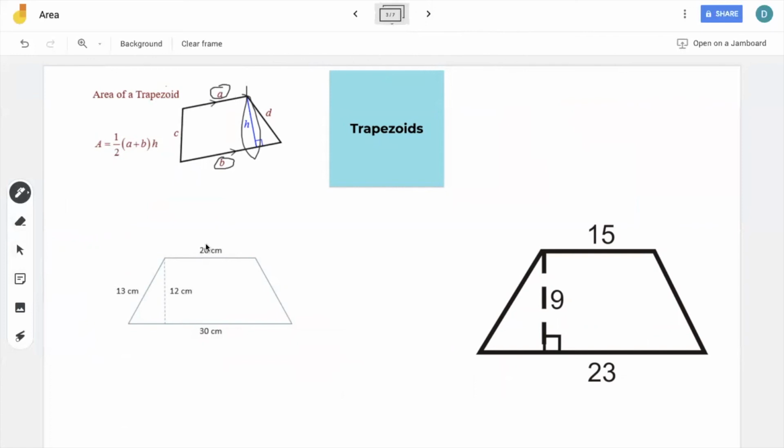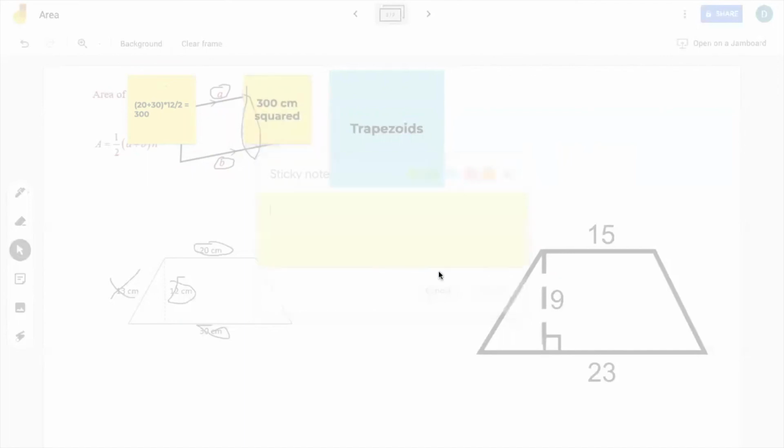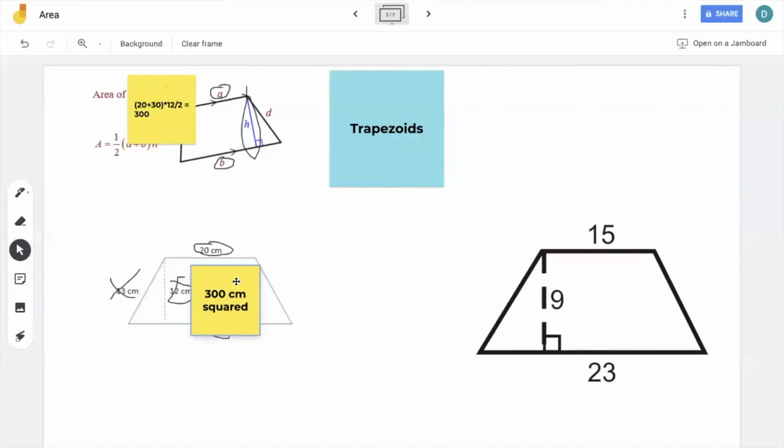We have a base of 20, a base of 30, a height of 12, and again, we don't like this diagonal here, so we're not going to use that. So let's see, we want 20 plus 30 times 12 over 2, which gives us 300. So the area of that figure is 300 centimeters squared. Like so.